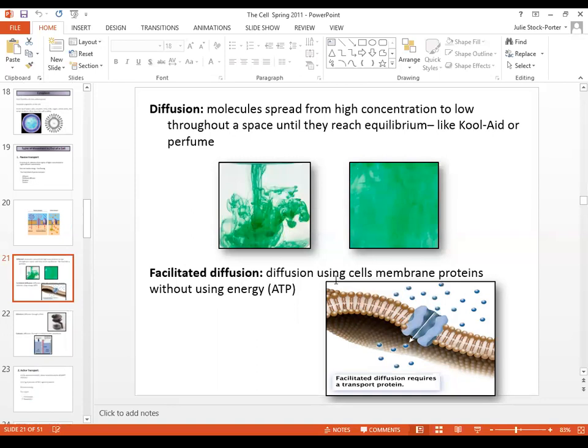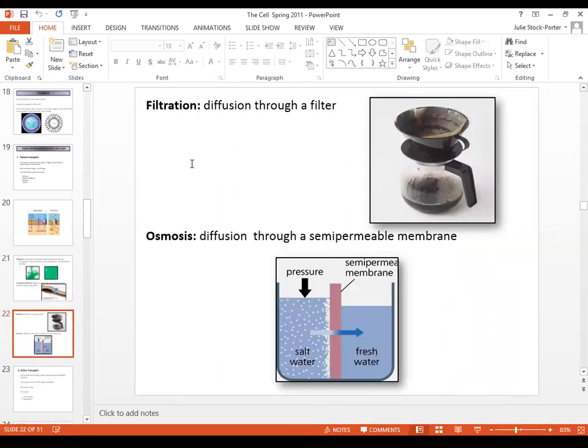Facilitated diffusion is movement from a region of high concentration to low concentration using HELP of some sort, but we're not going to get energy from it, it's just using HELP until it reaches equilibrium. Filtration, movement from a region of high concentration to low concentration through a filter until it reaches equilibrium. Osmosis is diffusion through a semi-permeable membrane until it reaches equilibrium.